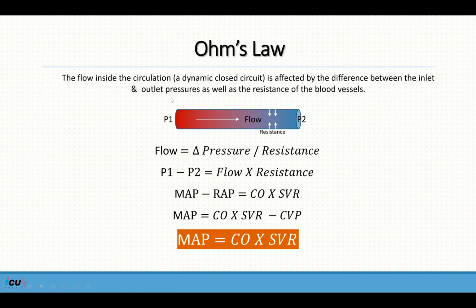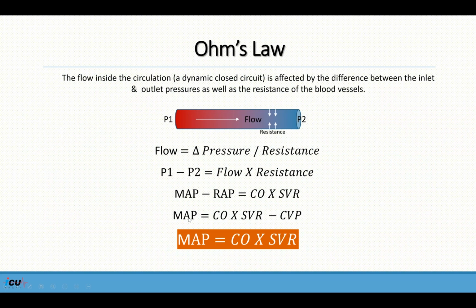The P1 in our circulatory system is the mean arterial pressure, and P2 is the right atrial pressure. So let's replace P1 and P2 by the mean arterial pressure and the right atrial pressure. The flow is the cardiac output, and the resistance is the systemic vascular resistance. If we are looking at the mean arterial pressure, then we need to move the right atrial pressure to the right side. We can replace it with the CVP.